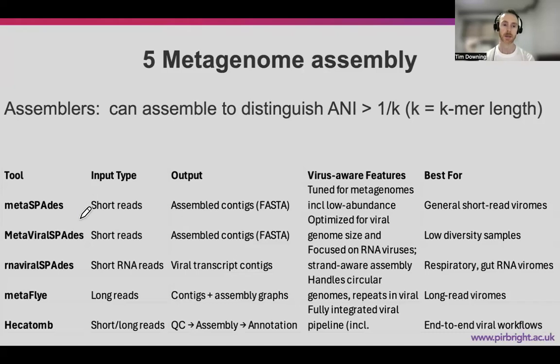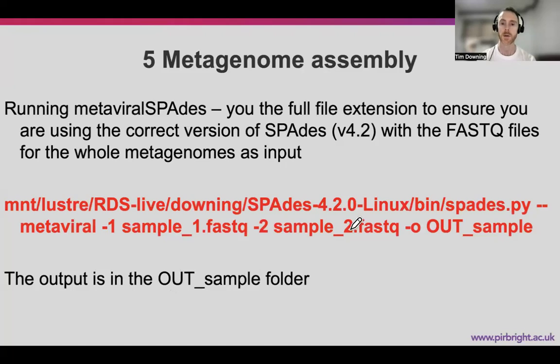We're going to use SPAdes, which can de novo assemble short reads of different types, and it's quite effective for metagenomic analyses. metaFlye is very good for long reads, and Hecatomb you should be aware of. You can do short and long reads. I haven't used it myself, but it might be worth exploring. So what we're going to use is SPAdes, at this location because of the installation nuances. We're going to use the metaviral tag because we're looking at viral metagenomes. We're going to give as input, in this example, our sample pair of FASTQs for the whole metagenome and put the output in the out sample folder.